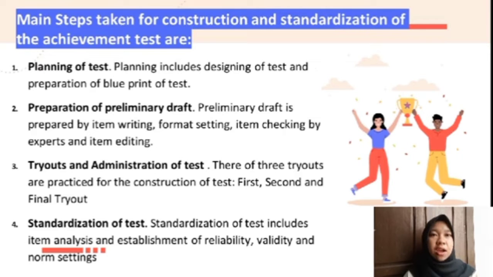The third is tryouts and administration of tests. There are 3 tryouts practiced for construction of tests: first, second, and final tryout. And the last is standardization of tests. Standardization of tests includes item analysis and establishment of reliability, validity, and norm setting.